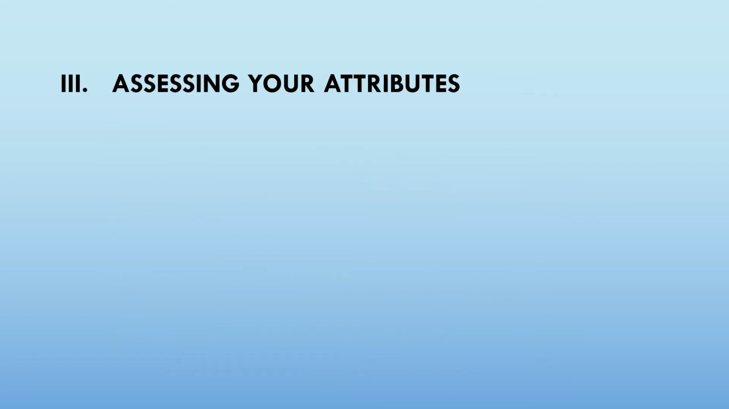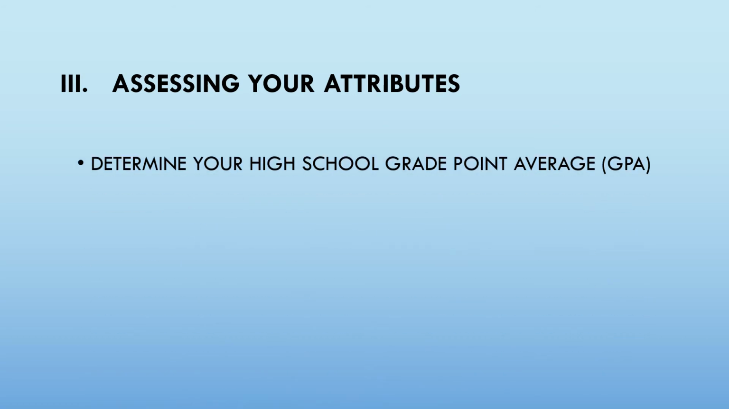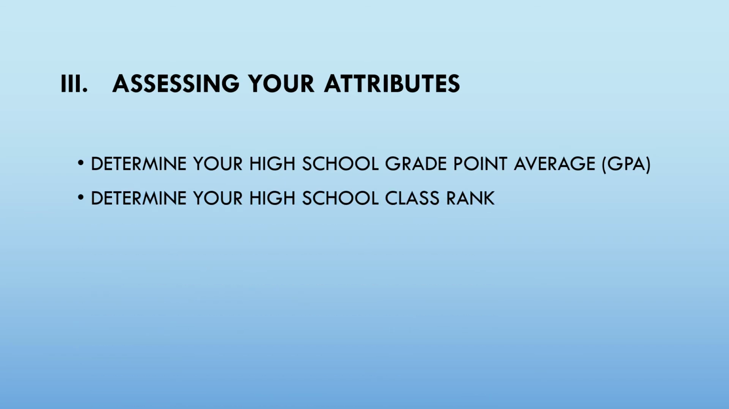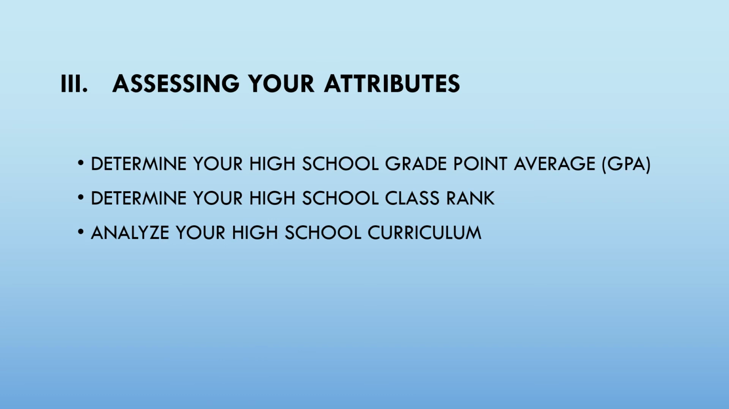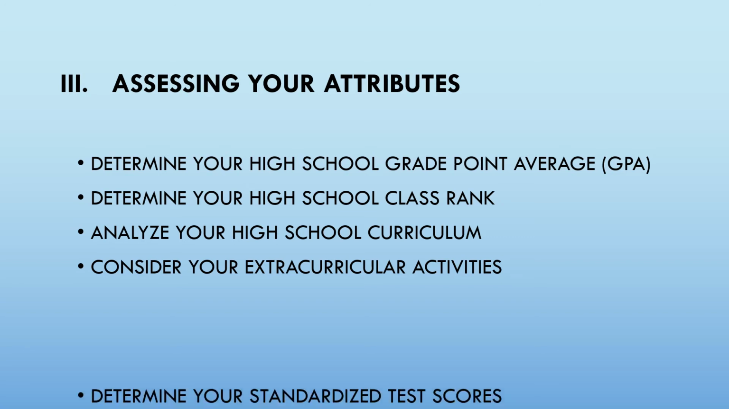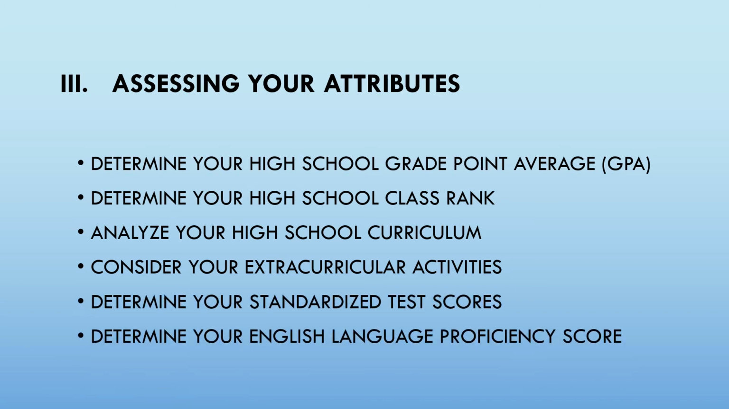Assessing your attributes involves determining your high school grade point average, GPA, the average of all grades earned, determining your high school class rank if available, analyzing your high school curriculum, considering your extracurricular activities, determining your standardized test scores, and determining your English language proficiency score.